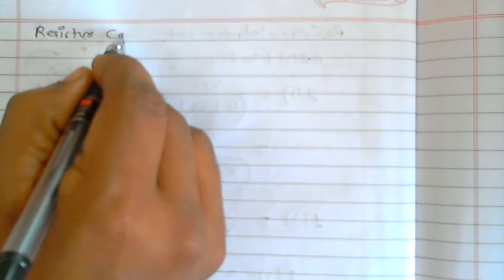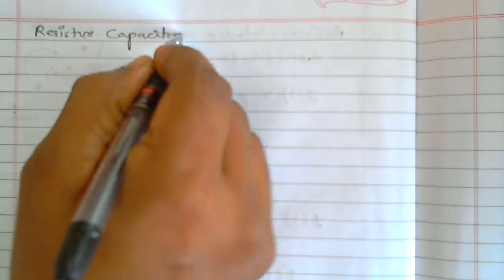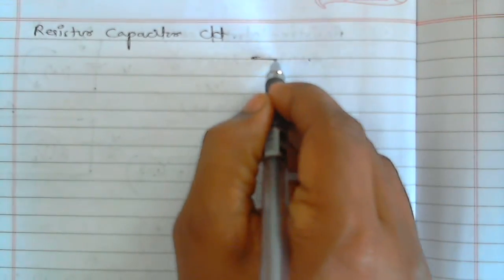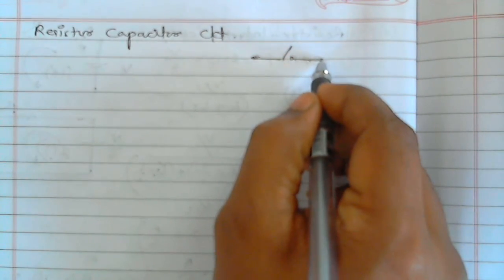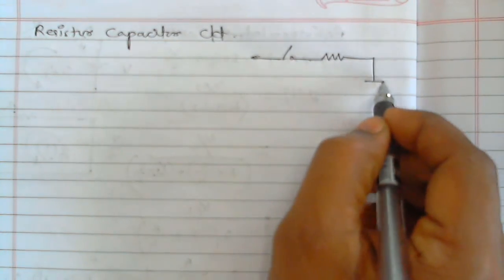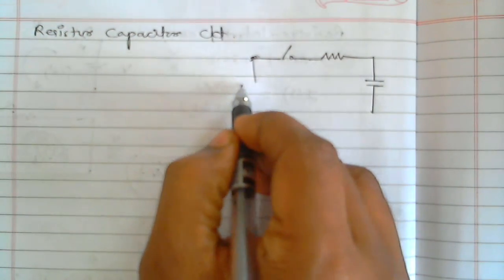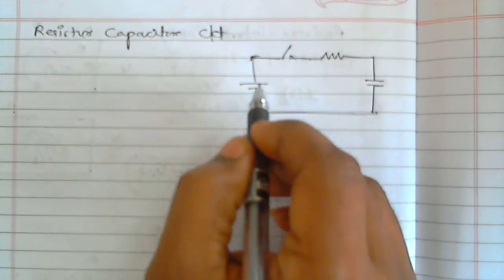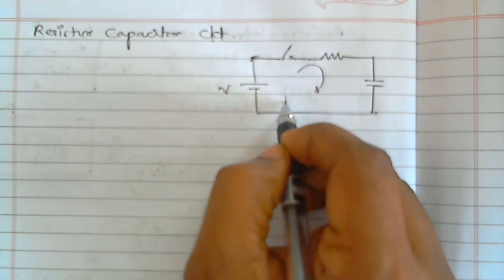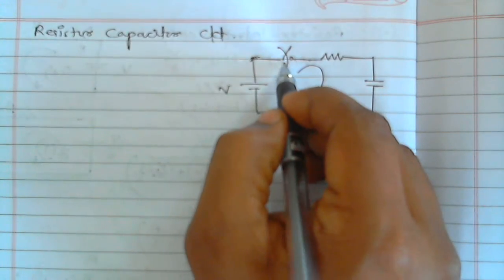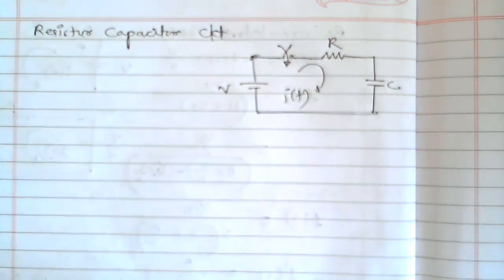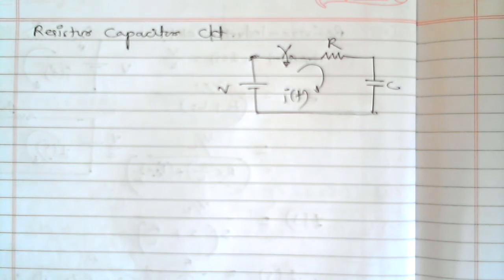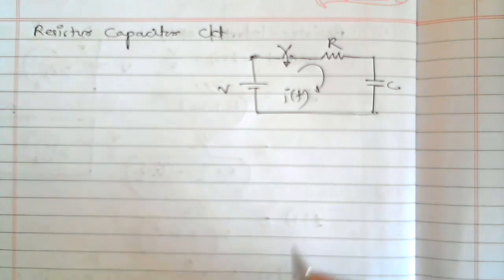Now let's see the resistor capacitor circuit. In this circuit, one switch is there, this is the resistance, one capacitor is there, and a voltage source V, with current I of t. This is the RC circuit. So first of all, let's draw the frequency domain circuit.